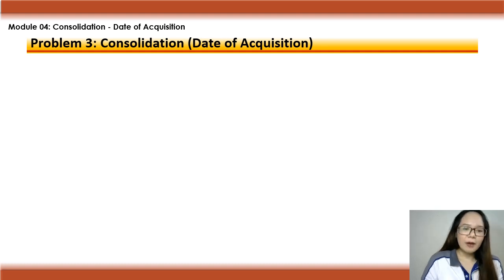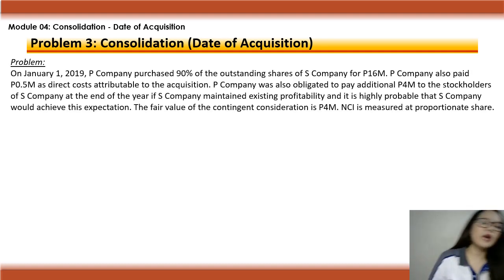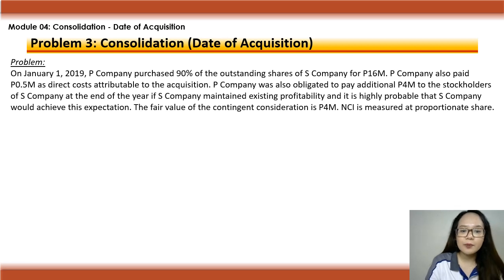Okay, let's try a problem as of date of acquisition. On January 1, P Company purchased 90% for 16 million pesos. P Company paid 500,000 as direct cost. P Company also has to pay 4 million if S Company maintained existing profitability and it is highly probable na mag-meet niya yun. The fair value of the contingent consideration is 4 million. Your NCI is measured at proportionate share.